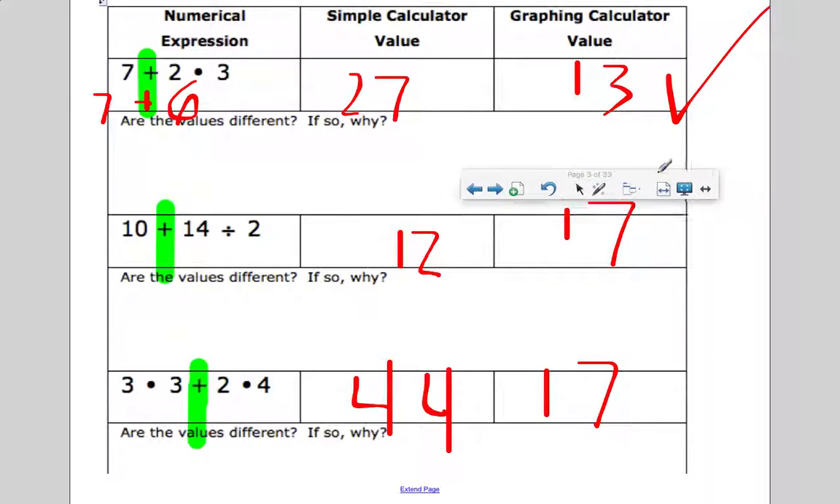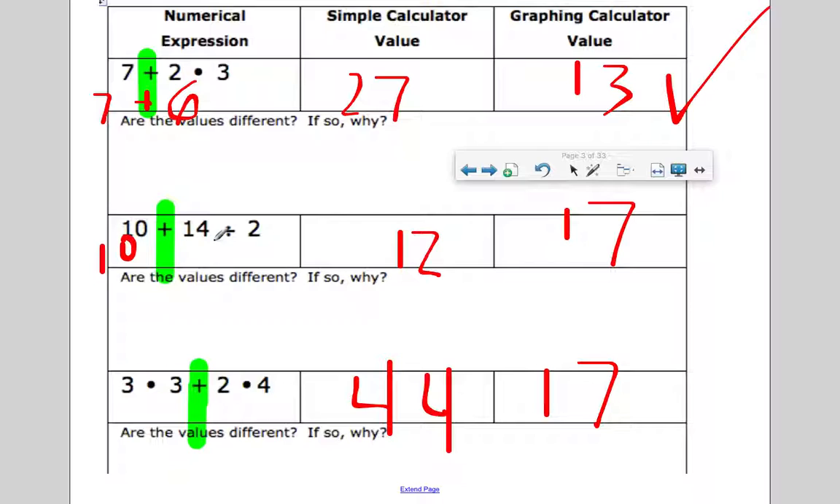Graphing calculator wins. The left term is 10. The right term is 7. If you add up these two operators, it's 17. The scientific or graphing calculator wins again. I mean, of course, it's not going to be a dollar store calculator.